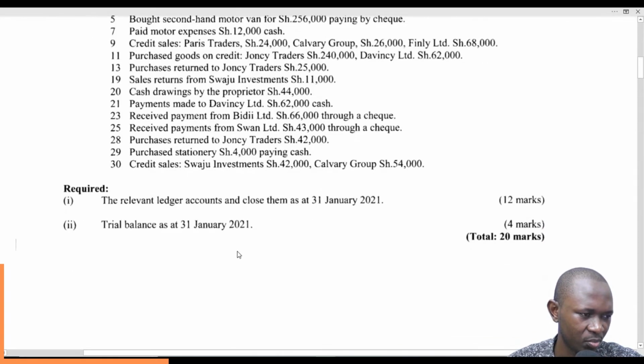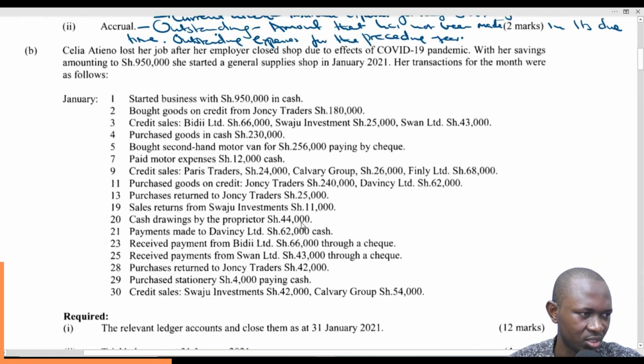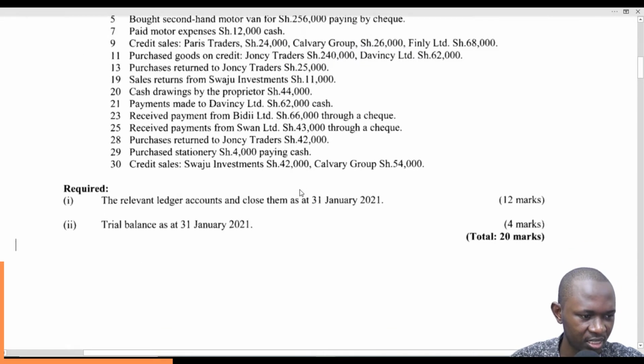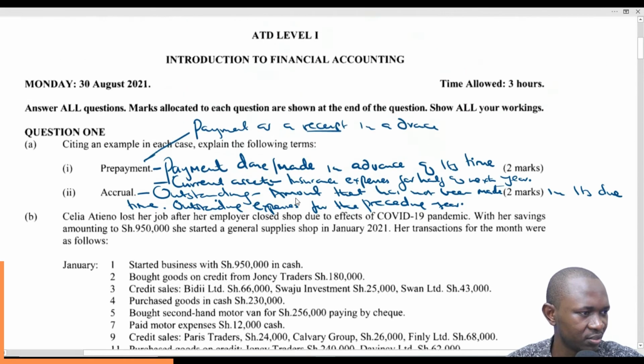So you are supposed to come up with the relevant ledger accounts and close them as of January 31st, 2021, 12 marks, and then extract a trial balance as at that date. So we'll start right away. We'll start with this first part.